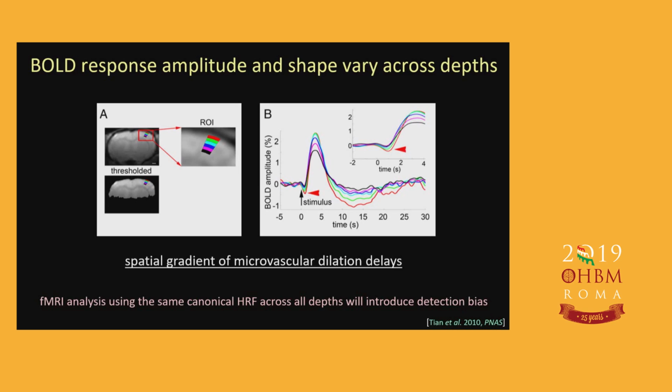If you compare that to the black contour, which samples from the parenchyma, there we see basically no post-stimulus undershoot, no dip, smaller response. So both the amplitudes and shape vary systematically. What this means is that any fMRI analysis using the same sort of canonical hemodynamic response function across all depths will also likely introduce detection bias. You're more likely to see activation in the layer that has the hemodynamic response that matches your model.